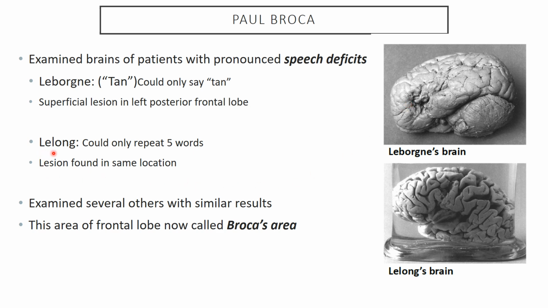There was another person, last name Lelong. This person could only repeat 5 words, and this person had a lesion in the same area. You can see kind of damage here. And so these brains are actually preserved. They're very famous brains. He examined other patients who had similar speech deficits, and when they died, examined their brains, and saw similar issues with lesions within these areas of the brain. He identified this area, and this part of the frontal lobe is now called Broca's area.